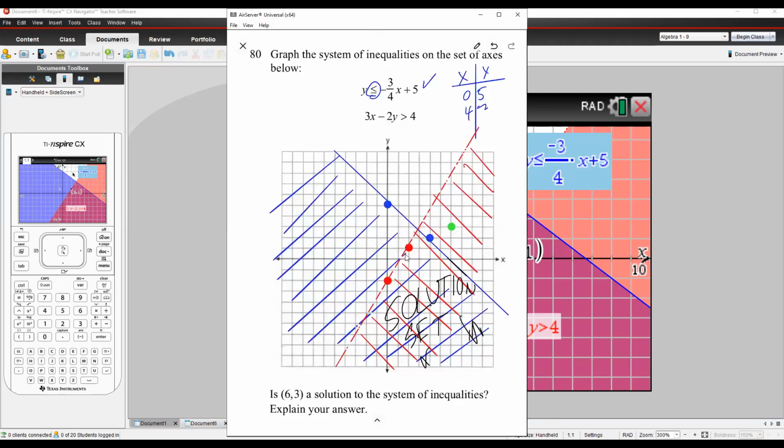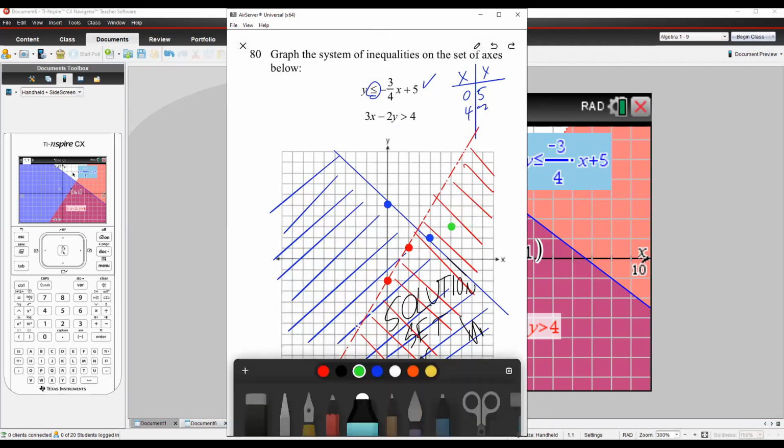All right, so look, I found 2 points for the blue, and I drew a solid blue line, and then I found 2 points for the red, and then I tried to make this a dashed line, and then I shaded appropriately underneath on both of them, and this little overlap part is the solution set. Now, the point (6, 3) is right here. That is not a part of the solution. That point is not in the solution set.